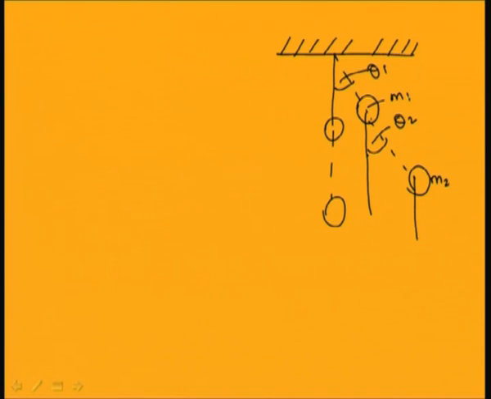So in this case, to find the kinetic energy of the system, we should find the velocity of mass m1 and velocity of mass m2. So let this length be L1, this length be L2. So I can draw the velocity. The velocity is perpendicular to this line, and this length is L1 and this angle is theta 1. So this is equal to L1 theta 1 dot.